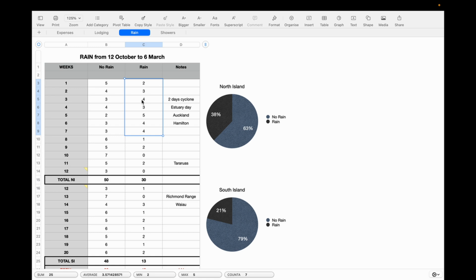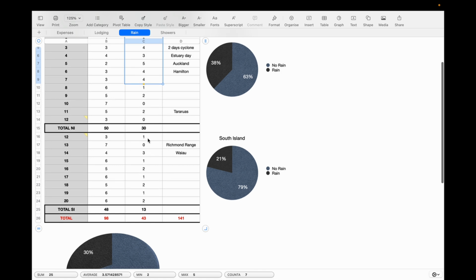So we had a two-day cyclone up here. That was the estuary day. It was a terrible rainy day walking along the beach across the estuary. It was a horrible day. Through the Auckland section and the Hamilton section, we had quite a bit of rain. But once we got to the bottom half of the North Island, we didn't have as much rain.